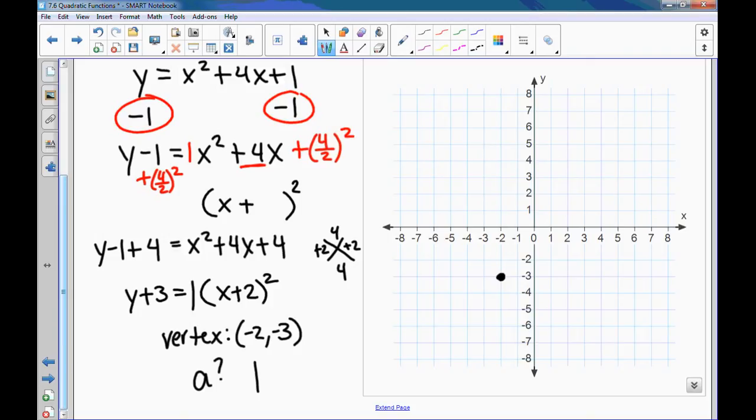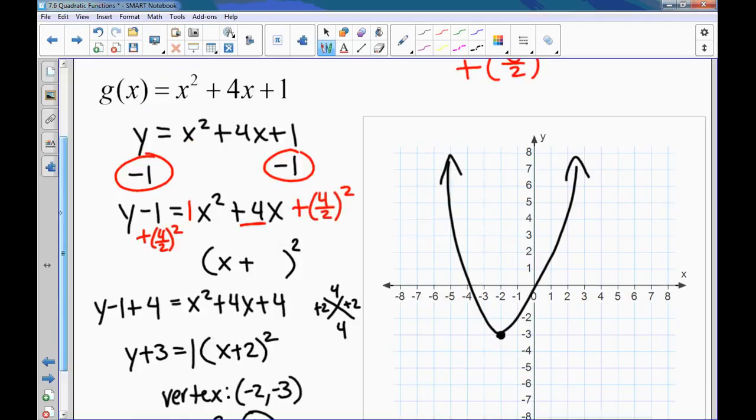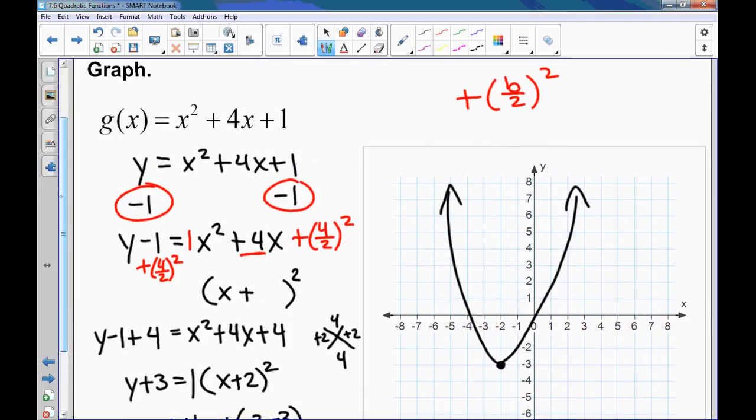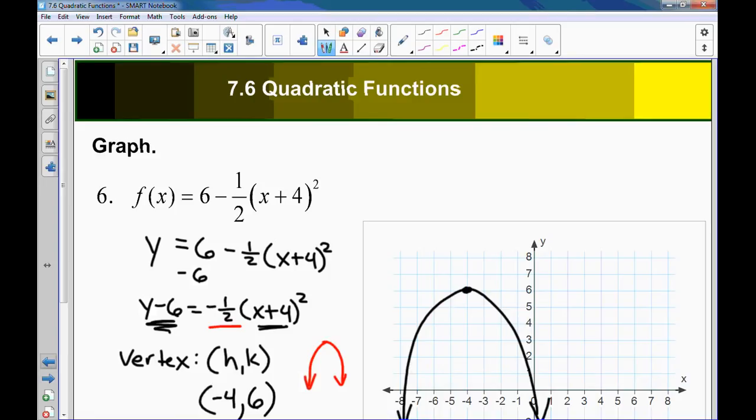And since the orientation is positive, that means I'm going to be opening up, but it's not going to be skinny or fat because 1 is just like the normal parabola shape. It's not going to be skinny, it's not going to be fat. So I'm going to draw our parabola this way, and you've graphed this equation. Okay, now I understand that this is going to be a very long process if we have to do this every single time, instead of just having the equation where it's perfectly set up for us, like on number 6.